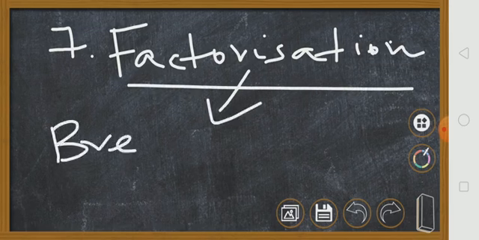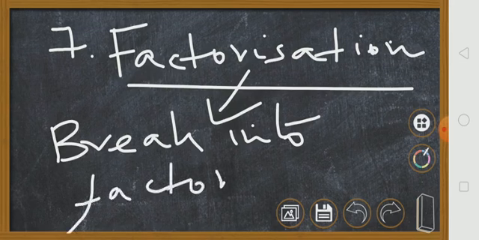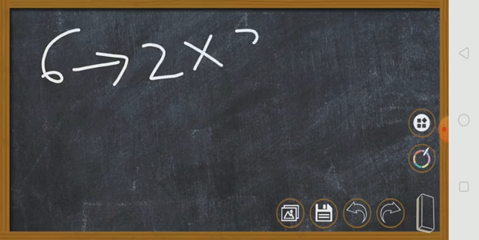Factorization means break into factors. Is it clear? Factorization means break into factors. Now suppose you have the number 6. So how do you break it? You break it 2 into 3.